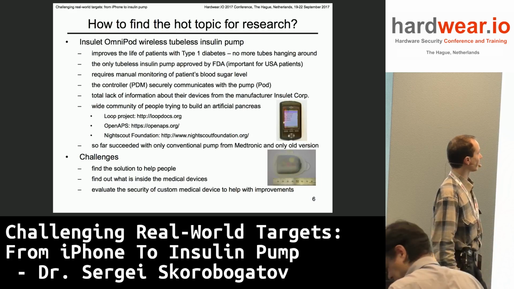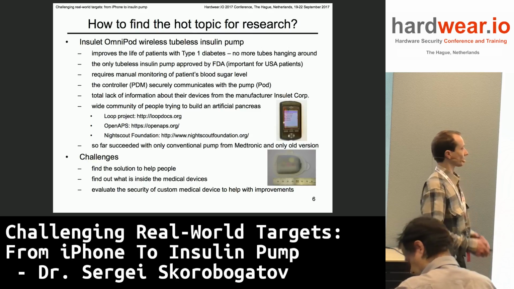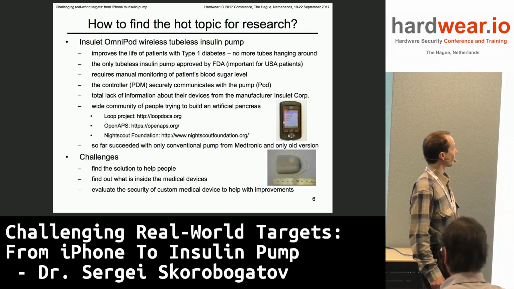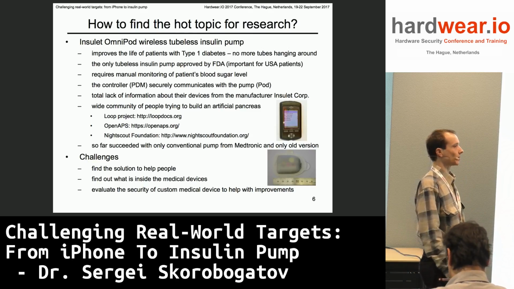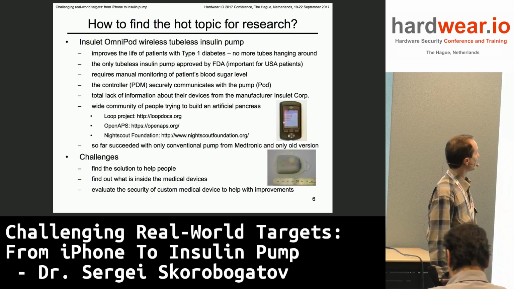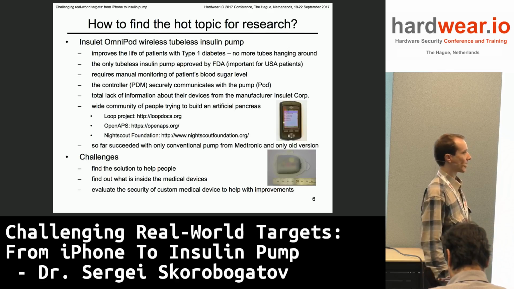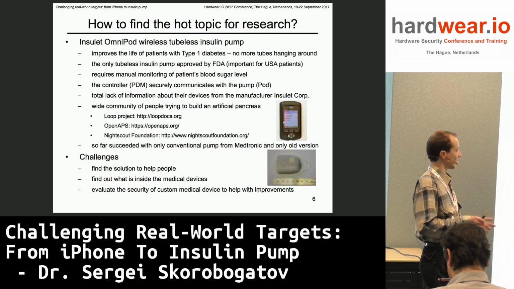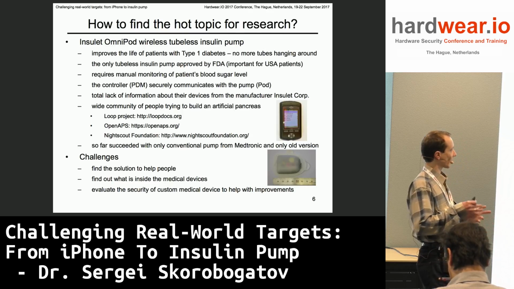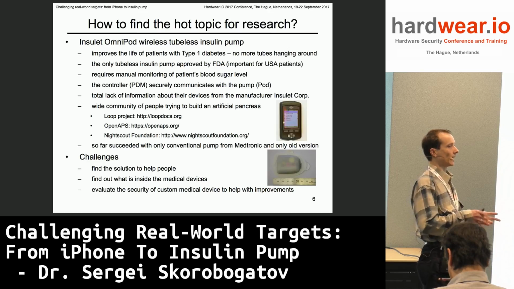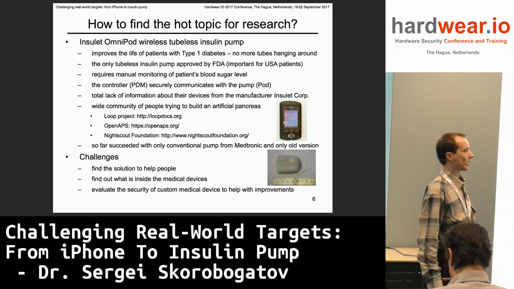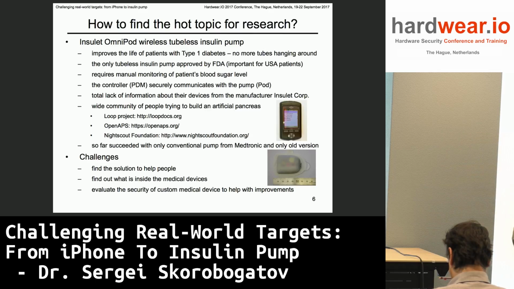And the third research came from a group of people that contacted me to help them, because they tried to build an artificial pancreas to help people with type 1 diabetes. So at the moment, there is no industrial solution for a fully automated system that would control the blood sugar and at the same time deliver the required amount of insulin.